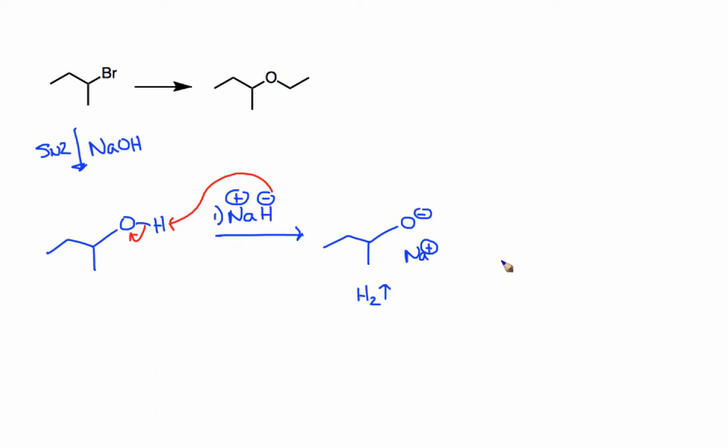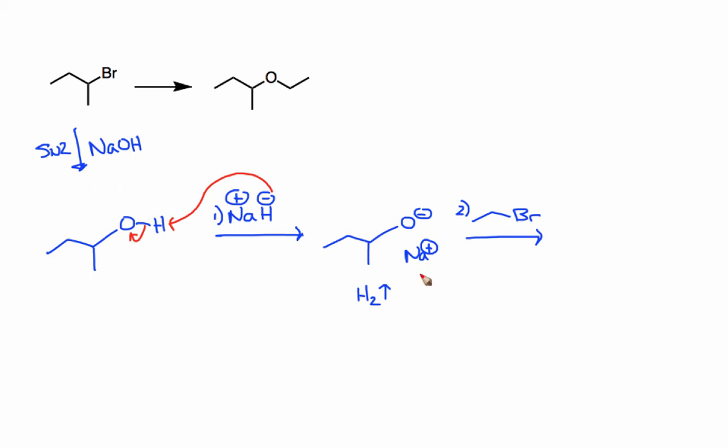So now that we have this good nucleophile, our second step of the reaction can be reacting this with an alkyl halide to install this ethyl group. So we need an ethyl group attached, so we'll use an ethyl halide. So let's just do an ethyl bromide in our second step.